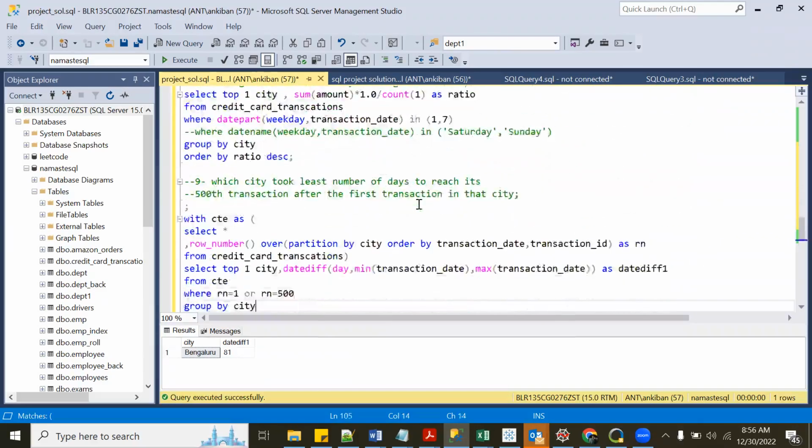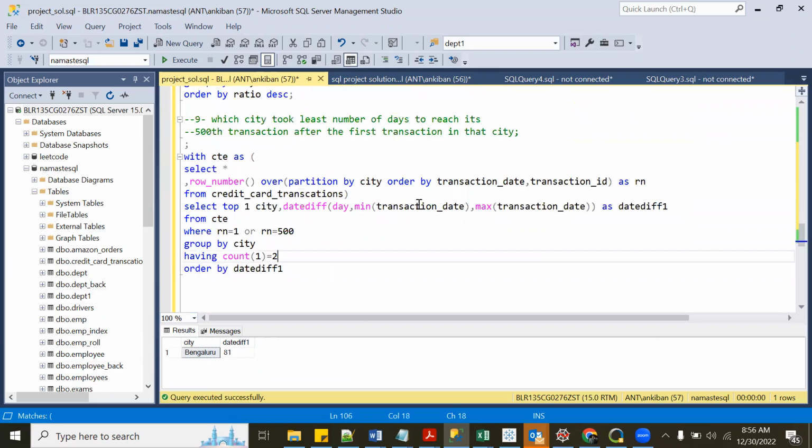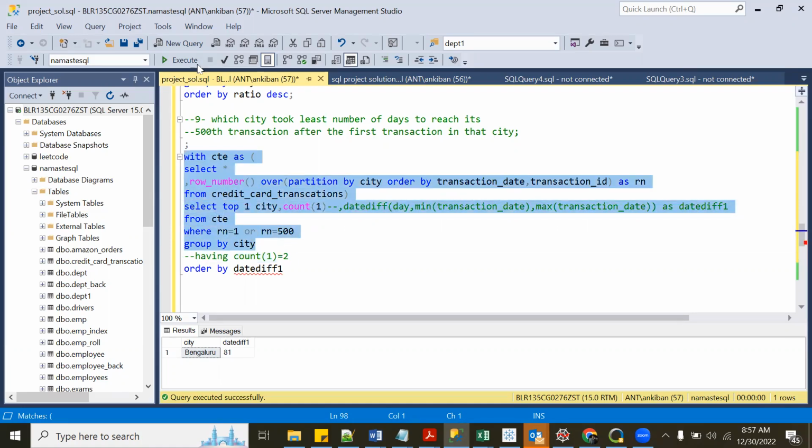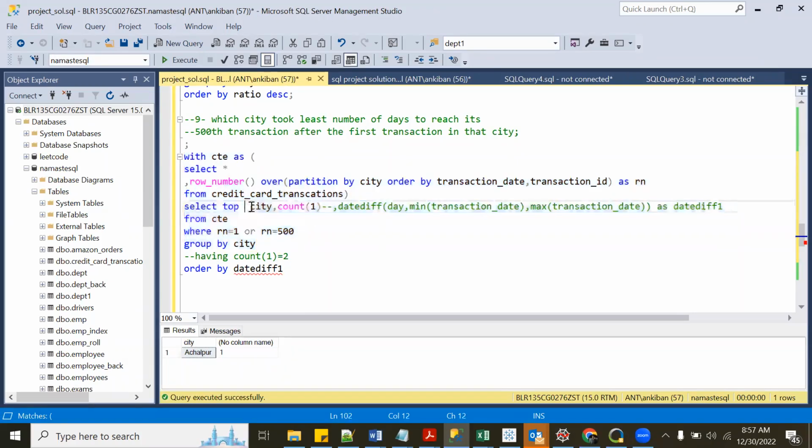I am confused on that: having count 1 is equal to 2. Okay, let's do this. I'll just remove this and put a count. So I will just take this here. And let's not keep this for now. Okay, and let me run this. Okay, let me remove top one.